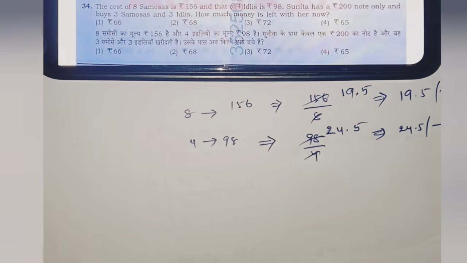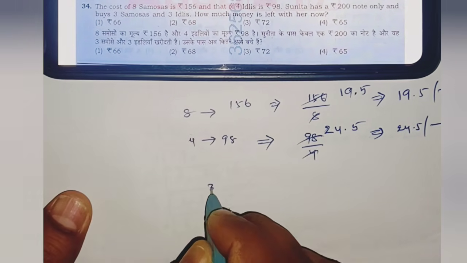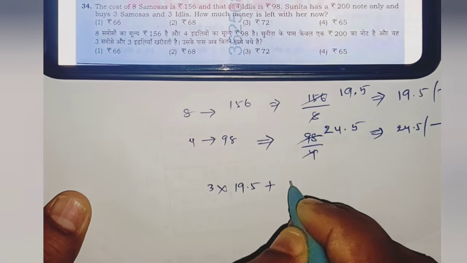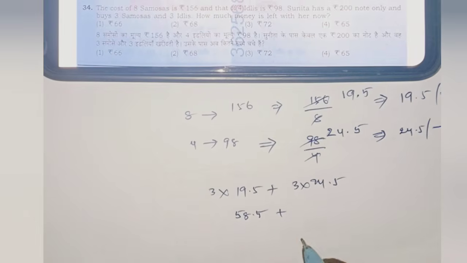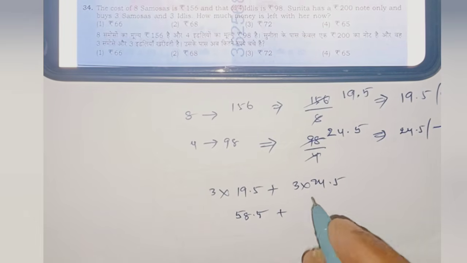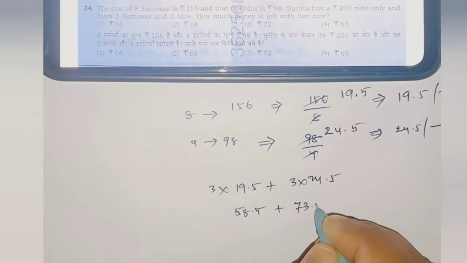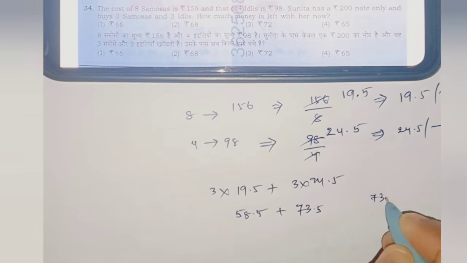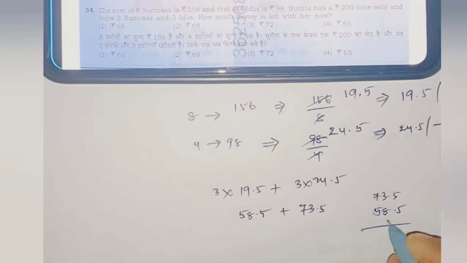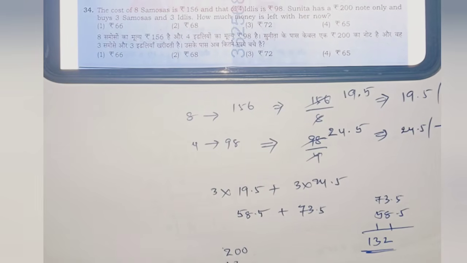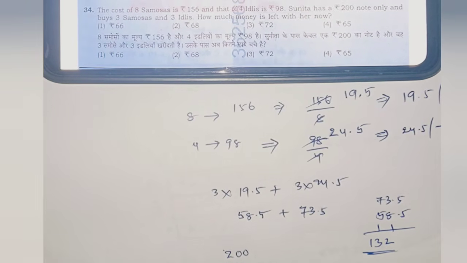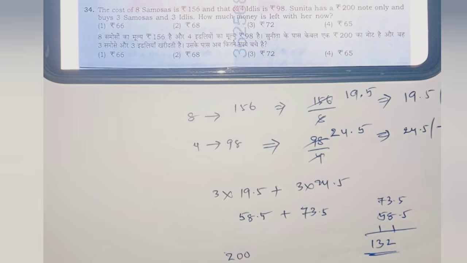3 samosas, 3 idlis. How much money is left with her now? Initially she has a 200 rupee note. So 3 samosas into 19.5 plus 3 idlis into 24.5. Now calculate these two values. 3 into 24.5 is 73.5. Add up these two values: 73.5 and 58.5, so 132 rupees. Initially she has 200. Deduct this 132. You will be left with 68 rupees. So second one is the right answer here.